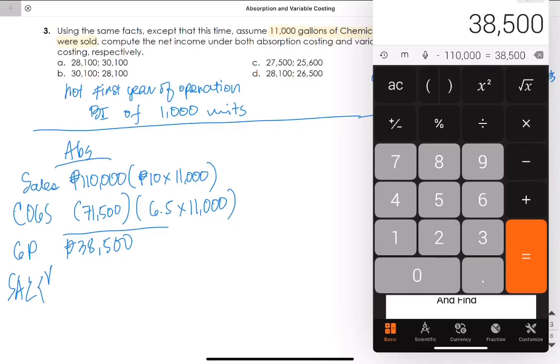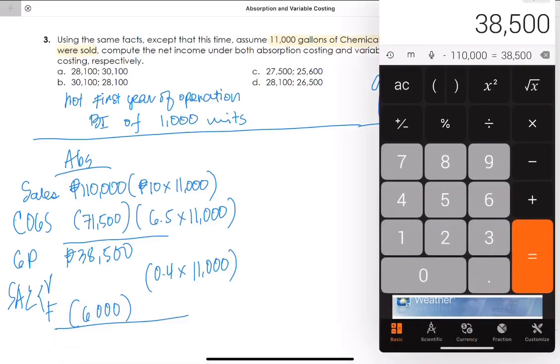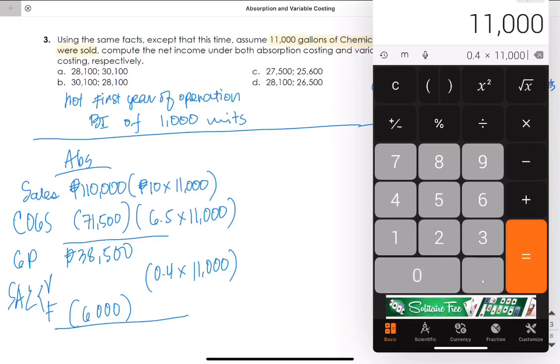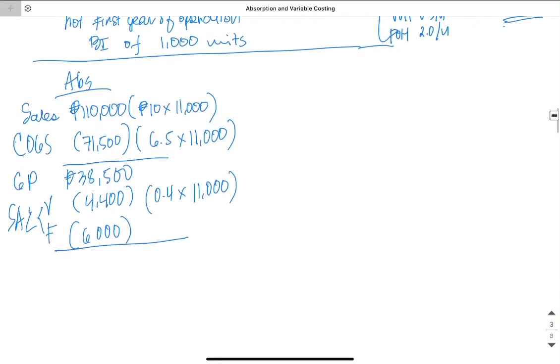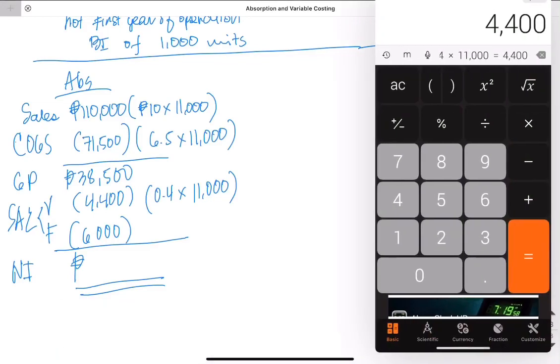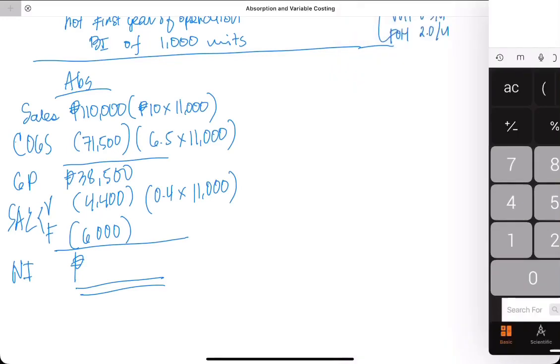Less selling and admin expense. We have variable and fixed again. For variable, we have 4 cents times the number of units sold again, so times 11,000. And for fixed, it's given, 6,000. So how much? 0.4 times 11,000 is 4,400. So your net income under absorption costing amounted to 38,500 less 4,400 less 6,000. So we have 28,100.